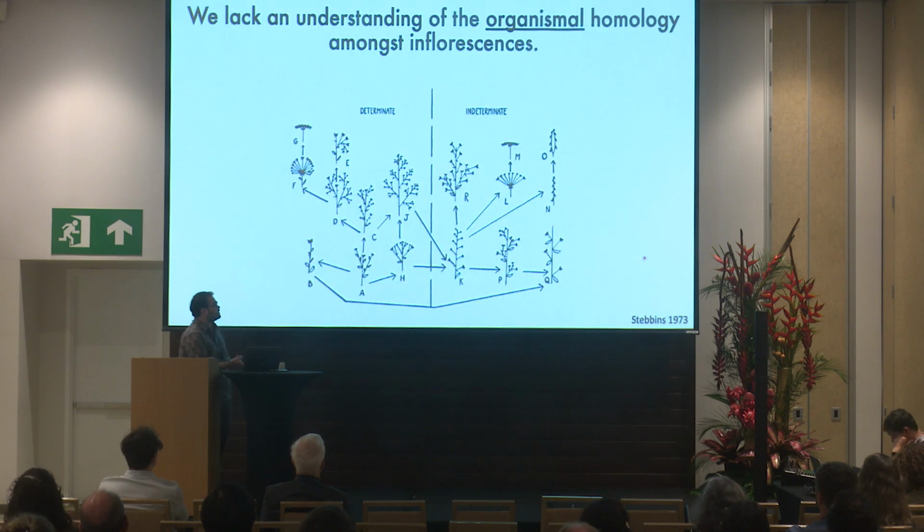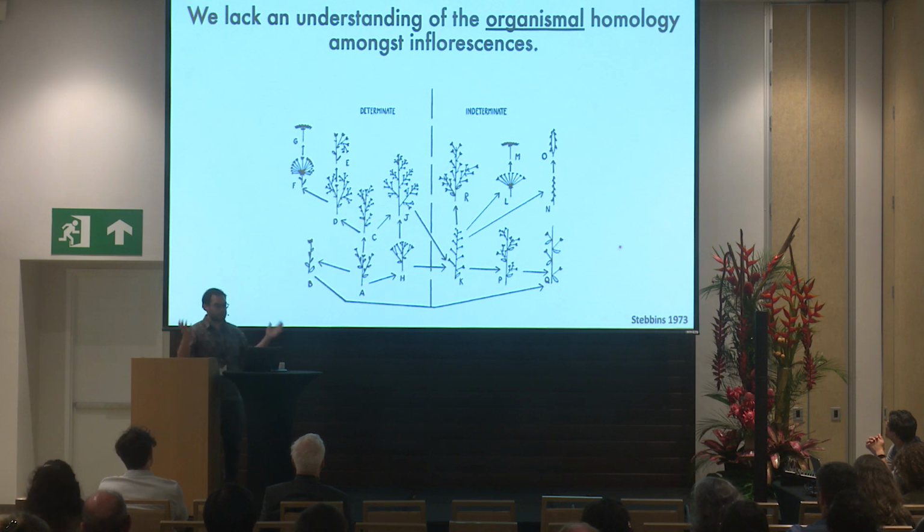And even though inflorescences are really important for evolutionary biology, and I think we all recognize their diversity, we lack an understanding of their organismal homology. This is an image from Stevens from 1973, who first conjectured on how you get different kinds of inflorescences in a modern-day understanding of evolutionary biology, and conjectured about how you transition between different inflorescence types. But this model hasn't really been tested in an evolutionary framework, and I think this is a really key piece of this broader plant evolutionary picture.